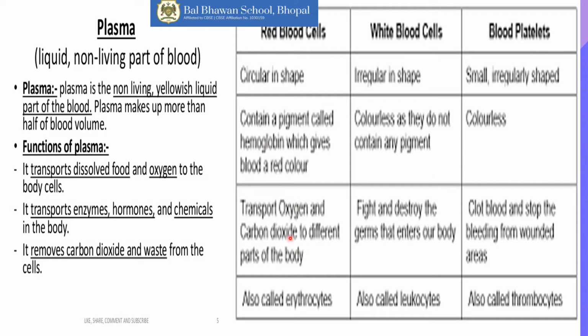Coming to the function of RBCs, RBCs transport oxygen and carbon dioxide in different parts of the body, whereas WBCs are responsible for fighting against the germs and they help in maintaining the immunity of the body. Blood platelets are responsible for the process of blood clotting and thus they stop the bleeding from wounded areas. Another name for RBCs is erythrocytes. For WBCs, it is leukocytes, and for blood platelets, it is thrombocytes.